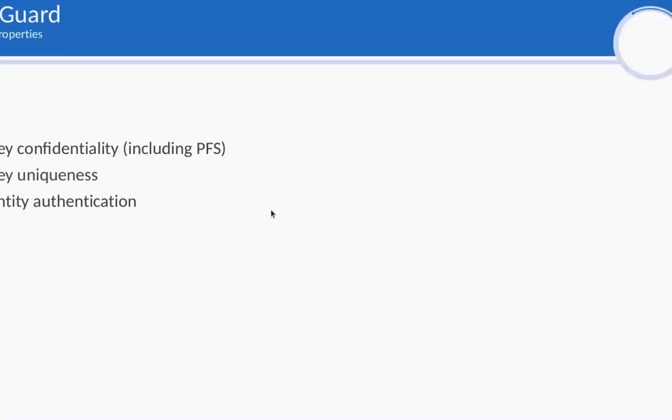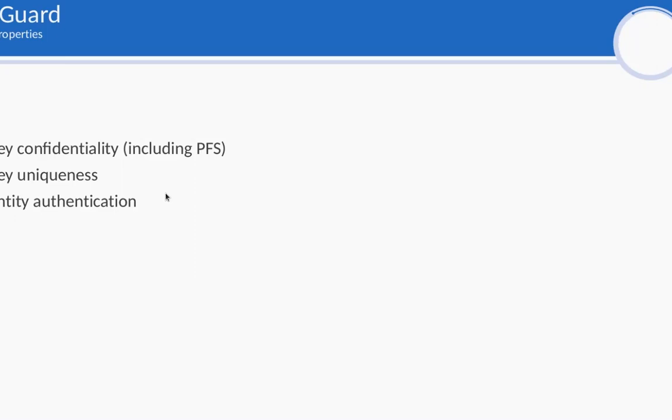And now we know the protocol, so we can discuss its security properties. The WireGuard protocol is authenticated, so it has some basic security requirements, including key confidentiality, which means that the derived symmetric key should be indistinguishable from random for anyone other than the initiator and the responder. In addition, by including Diffie-Hellman results from the ephemeral key pair, it achieves perfect forward secrecy. And we also need key uniqueness.